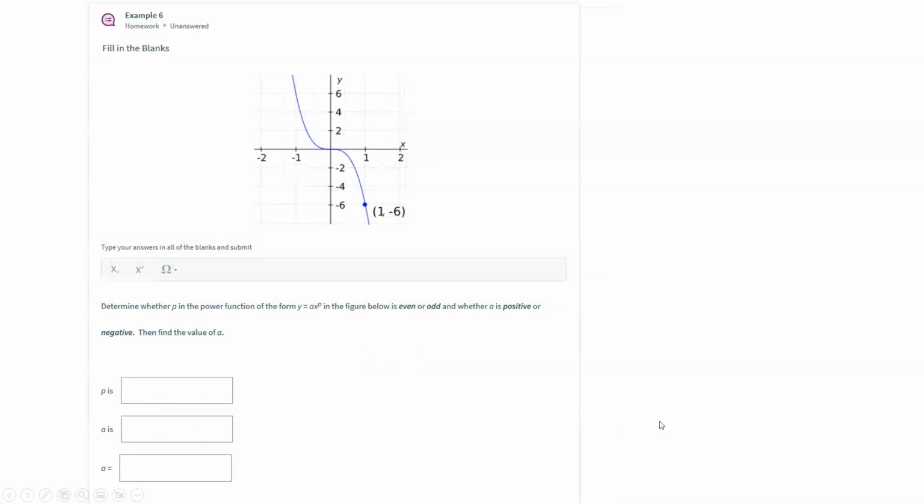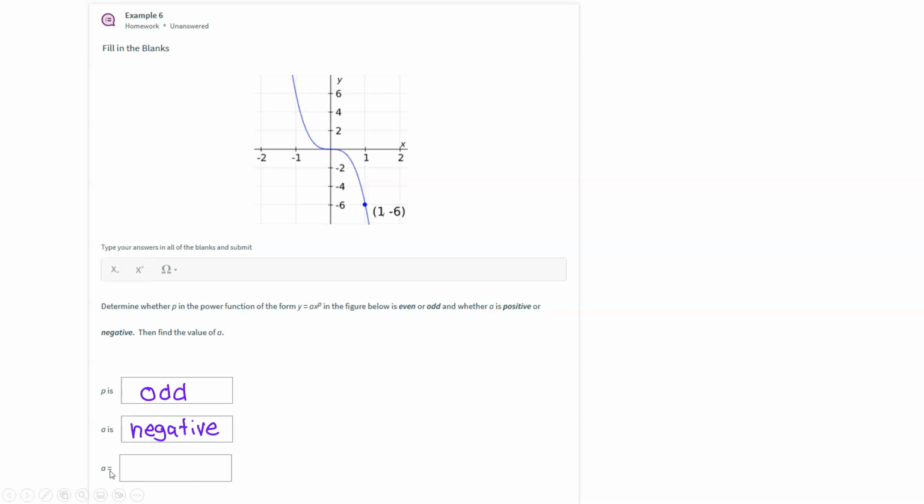Likewise, for this example, another power function, the ends are pointing in opposite directions, and that indicates that you have an odd exponent for p, so it's definitely odd. Since overall the graph is decreasing, that tells you a is going to be negative. If it was increasing, starting low and ending high, then it would be positive.